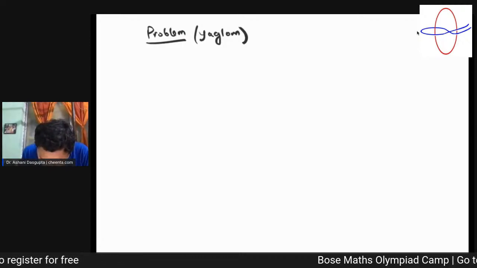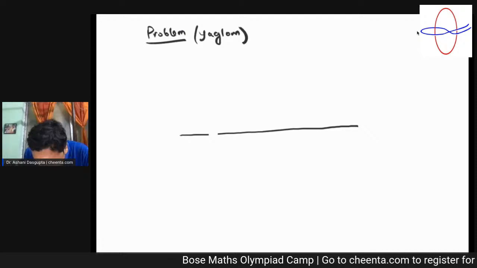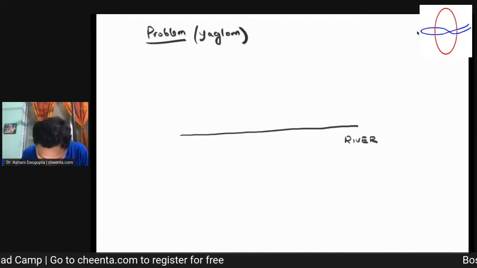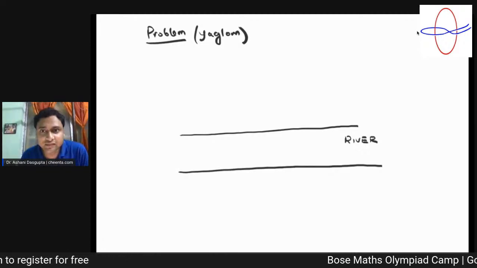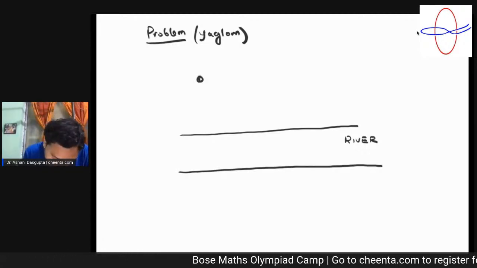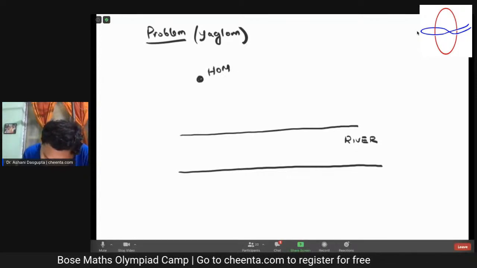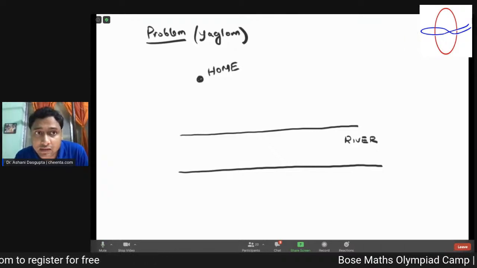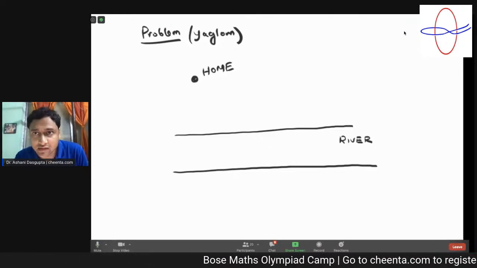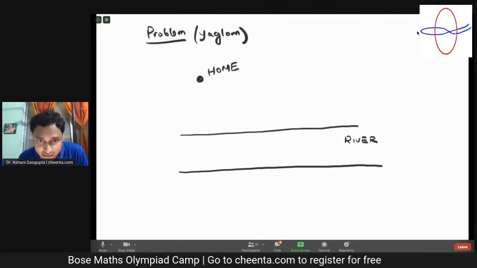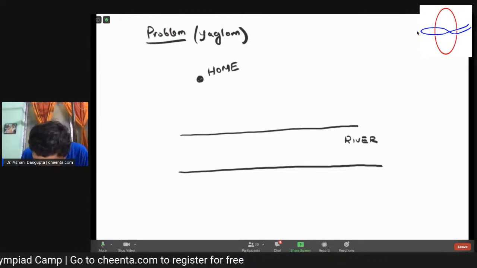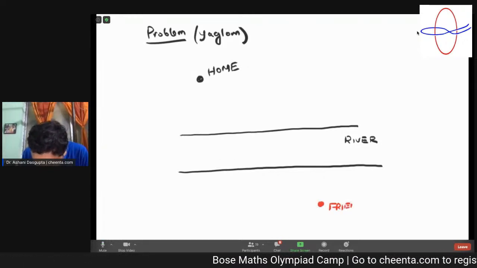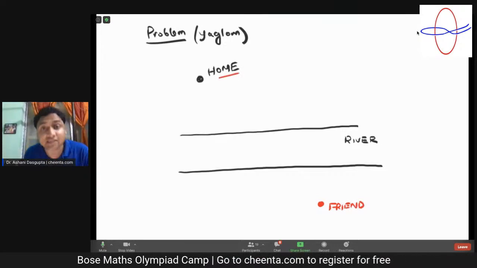So the idea is this: suppose you have a river like this, and you have your home here. Can all of you see the board? Okay. Yes. Okay, great. One of you is unable to see, I think. Okay. So this is the home, and this is your friend's home.